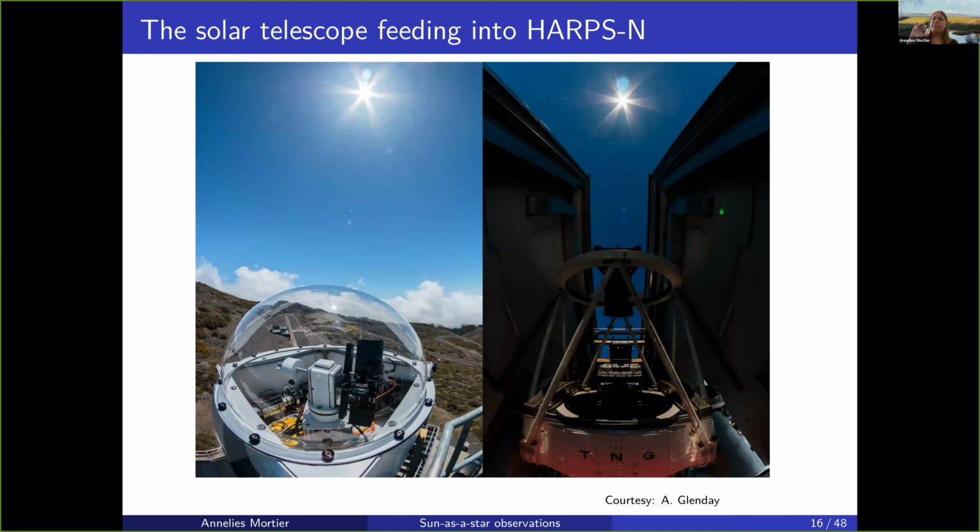So I'm mostly gonna focus on the solar telescope that is feeding into HARPS-N, for the simple reason that that's the one I use. The solar telescope feeding into HARPS-N was also the first one that got plugged into a highly stabilized, high resolution spectrograph. On the right, you see the telescope that we use to look at stars. That's the TNG, a 3.6 meter telescope.